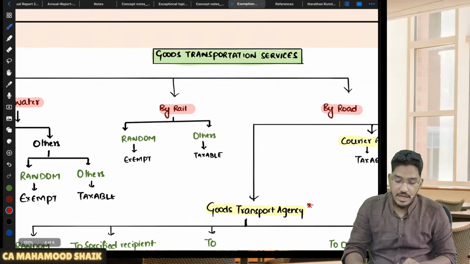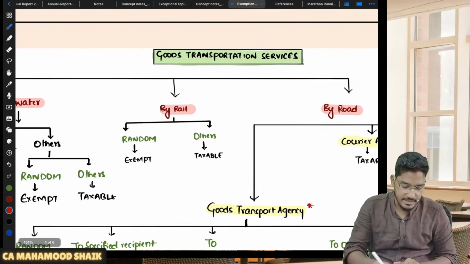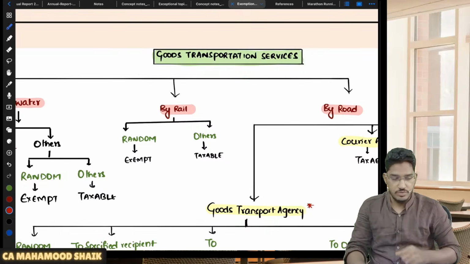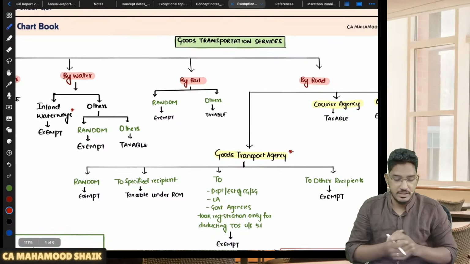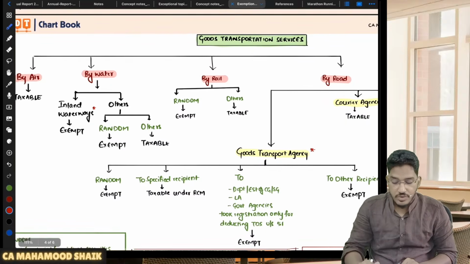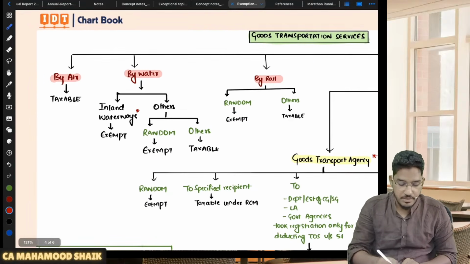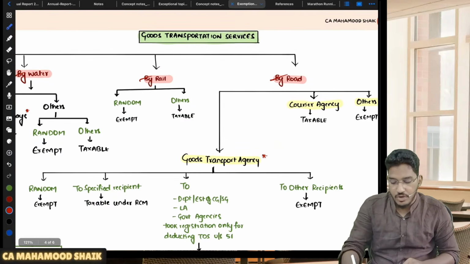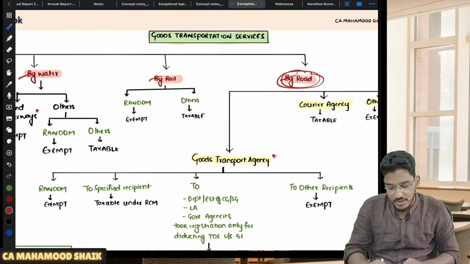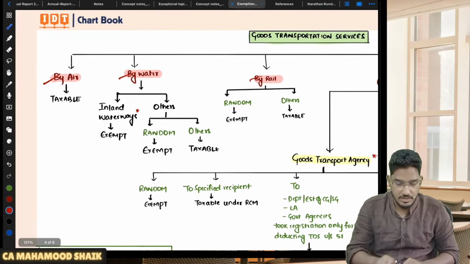Understood? Next. Then we have goods transportation services which are exempted. Even for services relating to goods transportation also we have exemption. Let us try to understand what are that goods transportation related services which are exempted. So here also goods transportation can happen in different modes. Either it can happen by air, by water, by rail or by road. Road is an important part. This is where questions are going to come from, but quickly we will try to cover the other modes also.